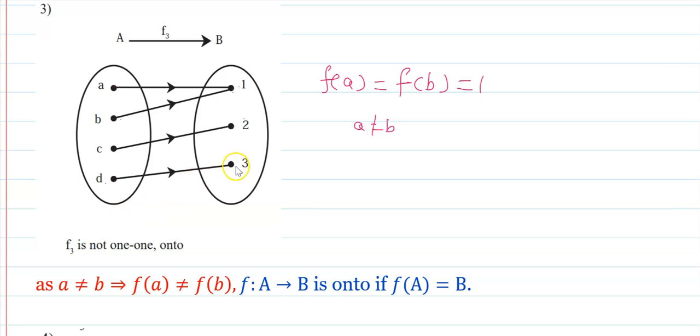प्रत्येक एलिमेंट B मधला प्रत्येक एलिमेंट हा A या एलिमेंटशी काय झालेला आहे तर रिलेटेड झालेला आहे. तिथे असा कुठलाच एकही एलिमेंट असा नाही की त्याच्याकडे arrow नाही आलेला आहे. Okay, therefore the given function is onto but it is not 1 to 1. Okay, and as a is not equals to b, f of a is not equals to b. Therefore, f of a to b is onto. Okay. And if f of a is equals to b.